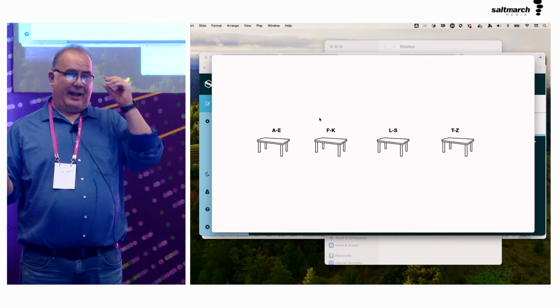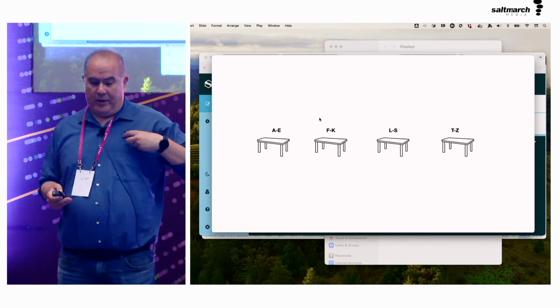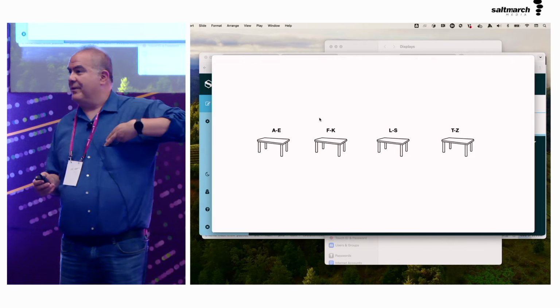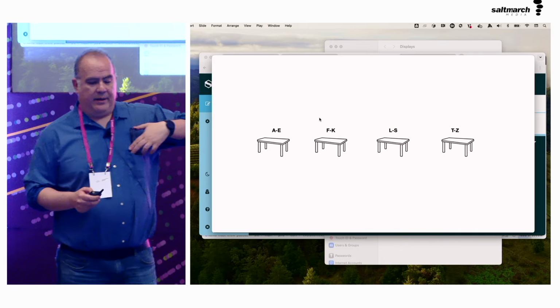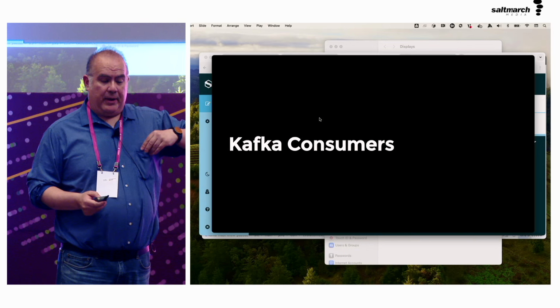You're like, oh, my last name is such and such, so I'm going to go over to this particular table or this particular counter. A lot of these have been solved even before computers, right? The idea of sharding and sending information where they need to be. Consumers is the hard part.